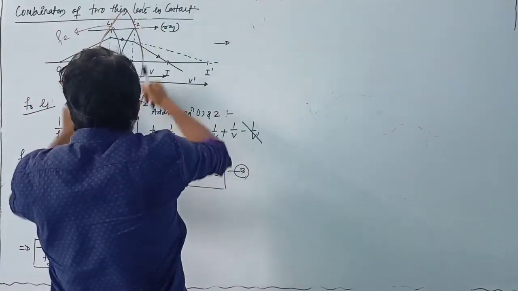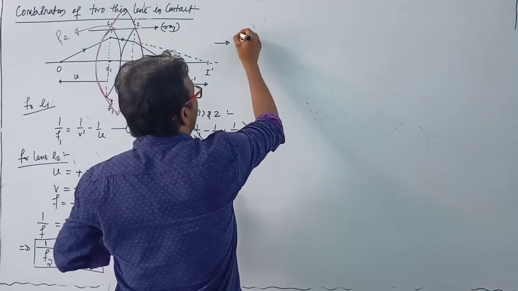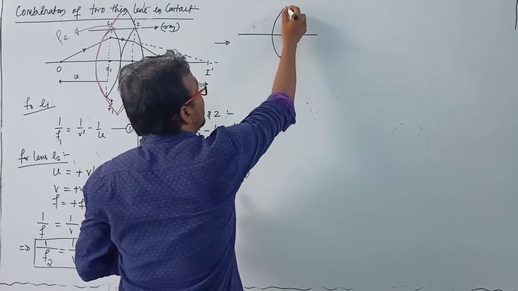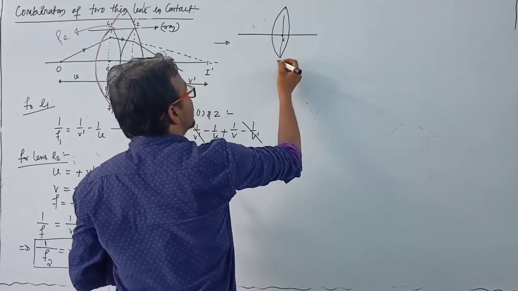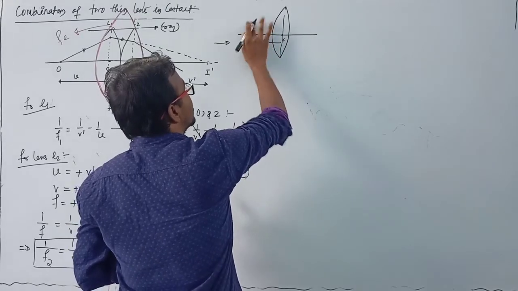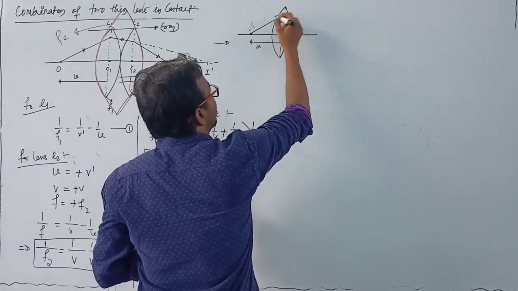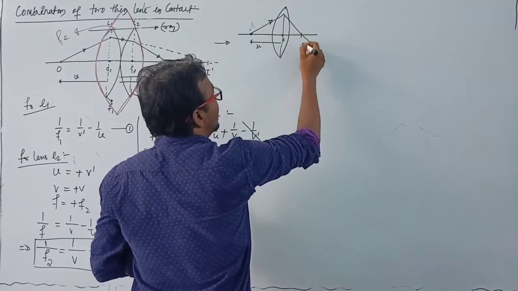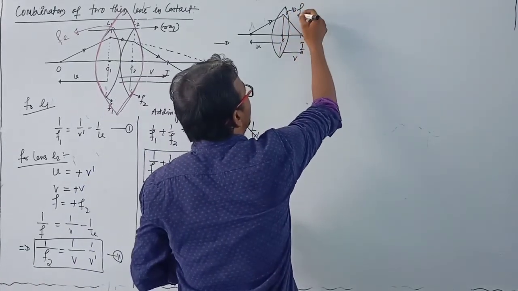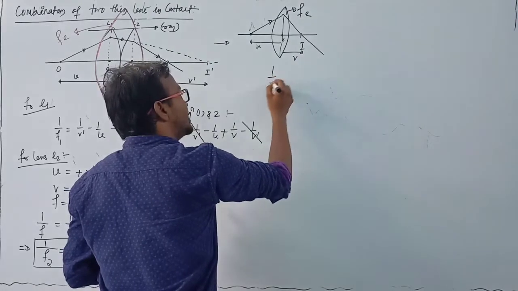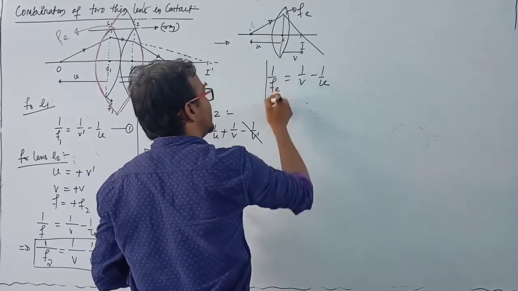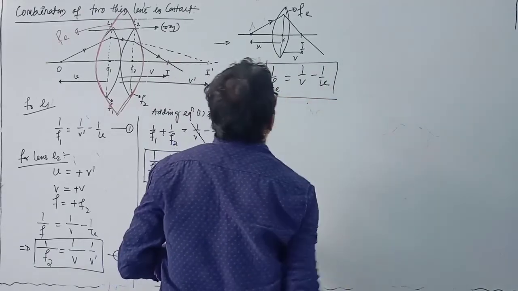For this lens, this total lens L is the combination of these two lenses like this. This point is the optical center C, and this is the object, this distance is U, and this is a point object. The ray travelling in this direction meets at point I, this distance is V, and if its focal length is FE, then we can write 1 by FE equal to 1 by V minus 1 by U. This is the formula.